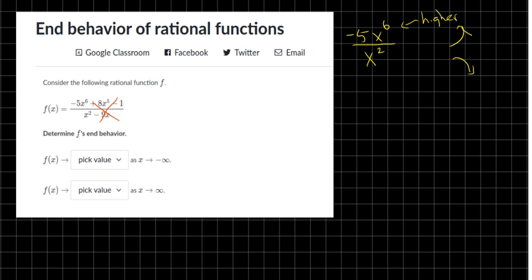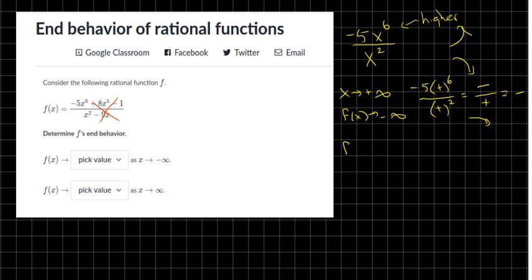Let's see what happens as x approaches positive infinity. I'm going to have negative 5 times a positive number to the 6th over a positive number squared. A positive number to the 6th is positive, so that's a negative number over a positive number, which gives me a negative number, so I know it's going down. So f of x is going to approach negative infinity.